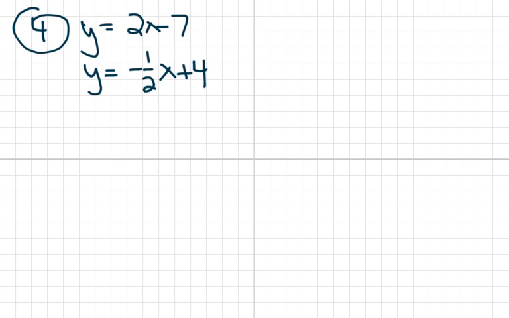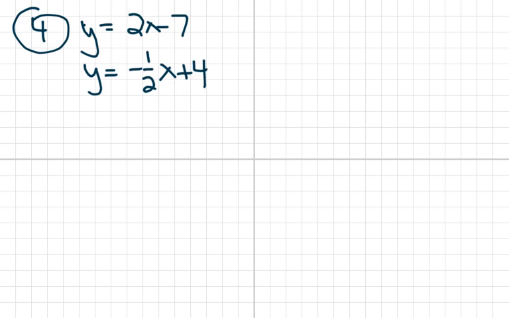In problem number 4, we want to solve by graphing. Now, again, you could just do this on your graphing calculator. However, for review purposes, I'm going to do this the long way to remind you of how to graph a linear equation by hand. So the first equation, y equals 2x minus 7.